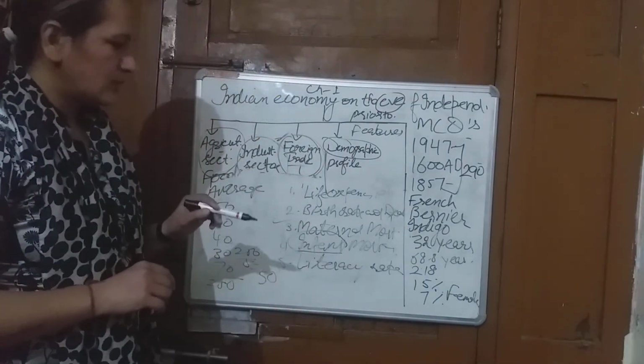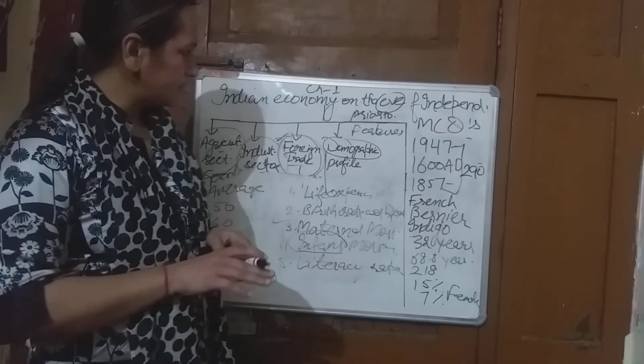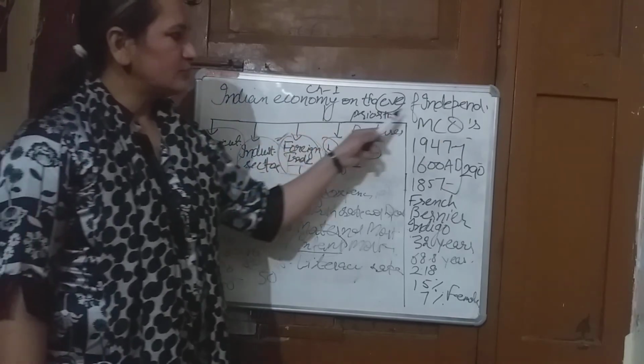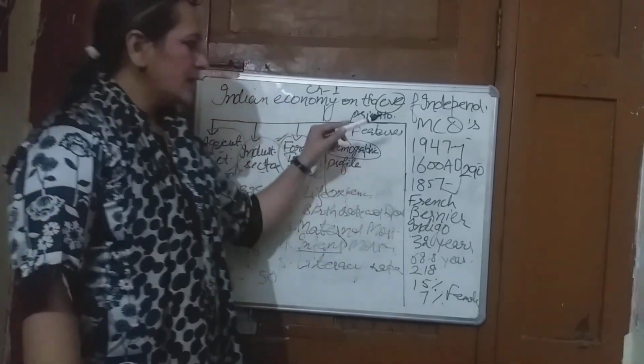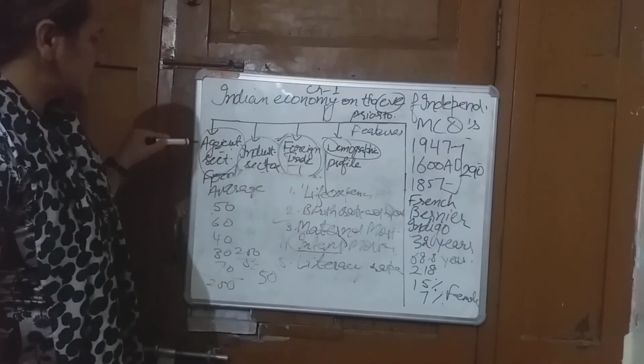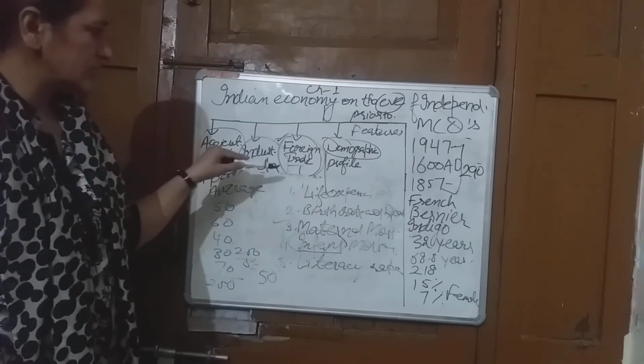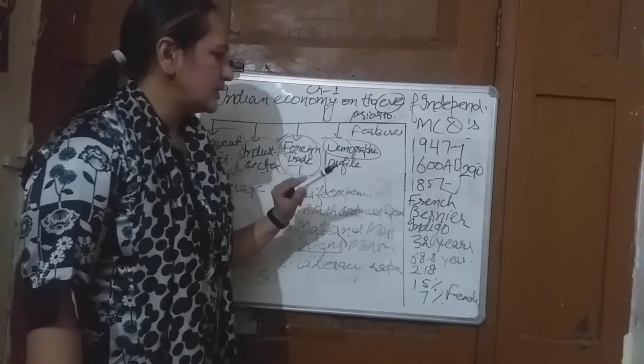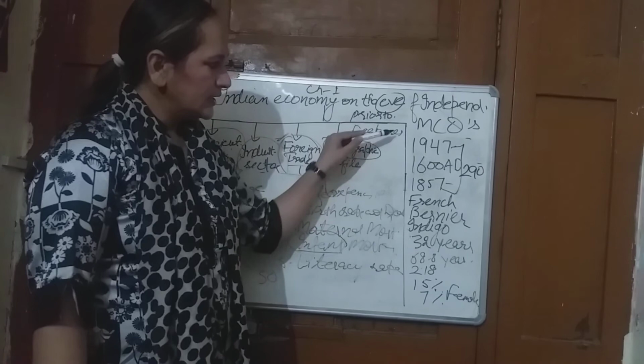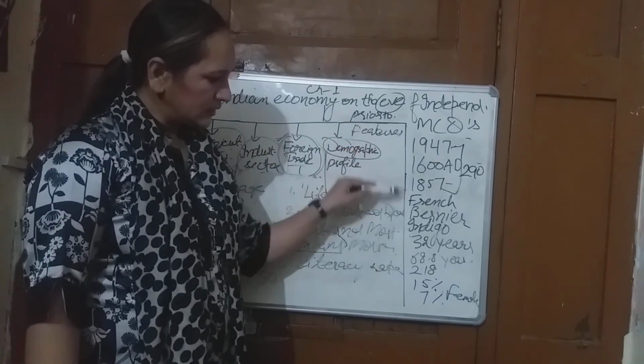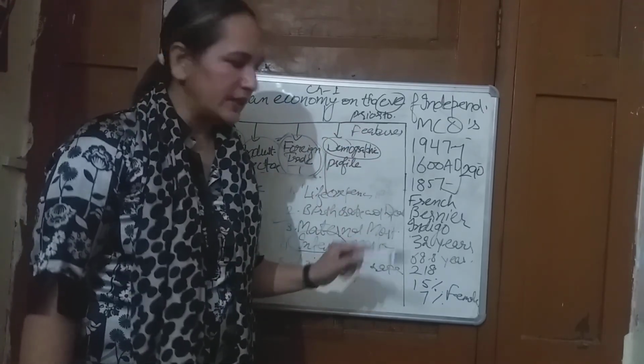I hope now, again I am briefing the whole chapter. We have started studying Indian economy on the eve of independence, and we have studied the status of agriculture sector, industrial sector, foreign trade and demographic profile. These are the questions which are pertaining to data, so you have to learn for MCQs.